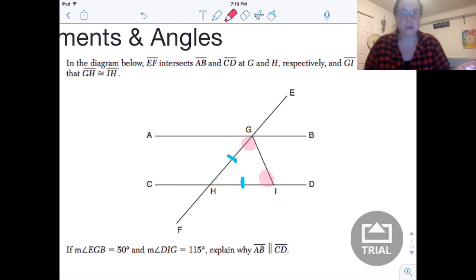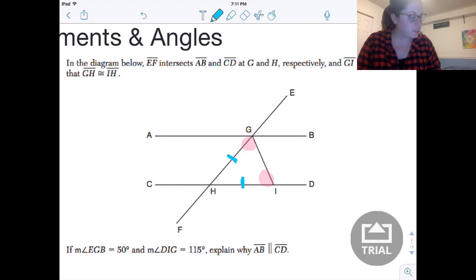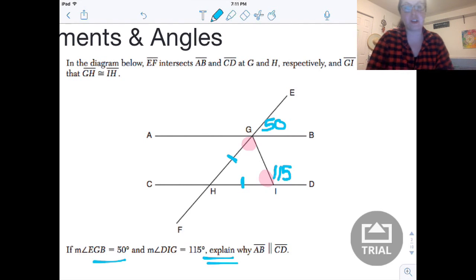So I already know that, and I know nothing else. They tell me that EGB is 50, so I'm going to label that. I've used that info. And DIG is 115. And they want to know why those lines are parallel. And this is where, when I said before, make sure you're explaining, you're looking at it and saying, why is this true? So let's start to figure out whatever we can.